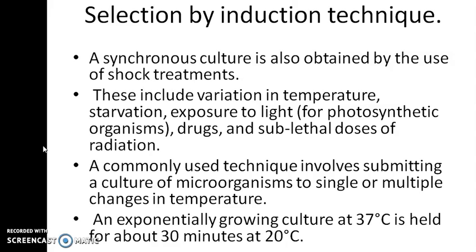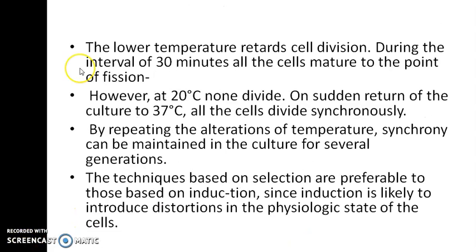For example, an exponentially growing culture at 37 degrees Celsius is held for about 30 minutes at 20 degrees Celsius. So this culture, from its favorable temperature, is being exposed to another temperature, that is, from 37 to 20 degrees Celsius. At the lower temperature, cell division is halted, and during the interval of 30 minutes, all the cells mature to the point of fission. However, at 20 degrees Celsius, none of the cells will divide.